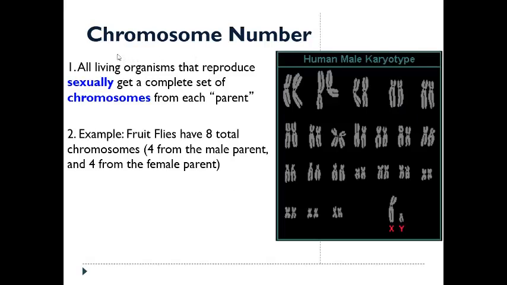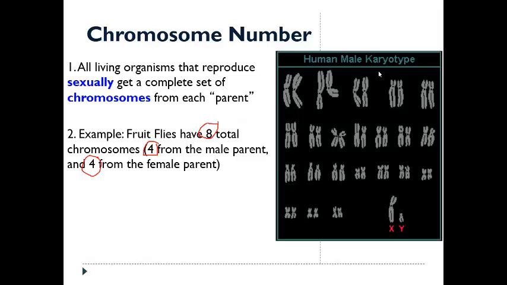So homologous chromosomes, or chromosome number, has a lot to do with this whole process. We're going to be keeping track of the number of chromosomes in the product of mitosis versus meiosis. And in all living organisms that reproduce sexually, they get a complete set of chromosomes from each parent. So if we look at the fruit fly, a fruit fly has 8 total chromosomes. However, it gets half of those, 4 from the male parent and 4 from the female parent.